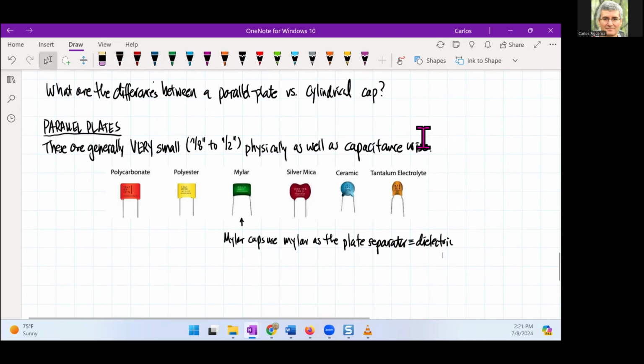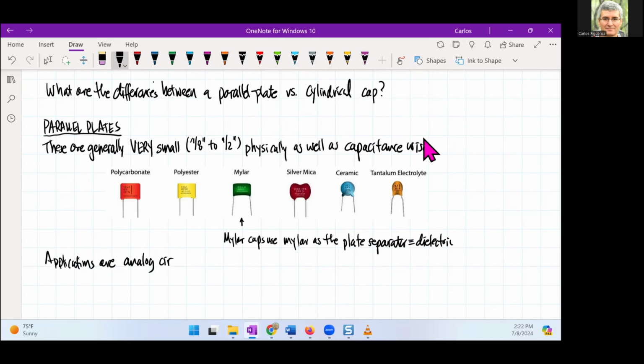In these capacitors, they're typically really, really small. They have capacitance typically in the range of picofarads, nanofarads, and that's what we find in there. And they're used heavily in analog circuits. So applications are analog circuits, where they use them quite a bit.